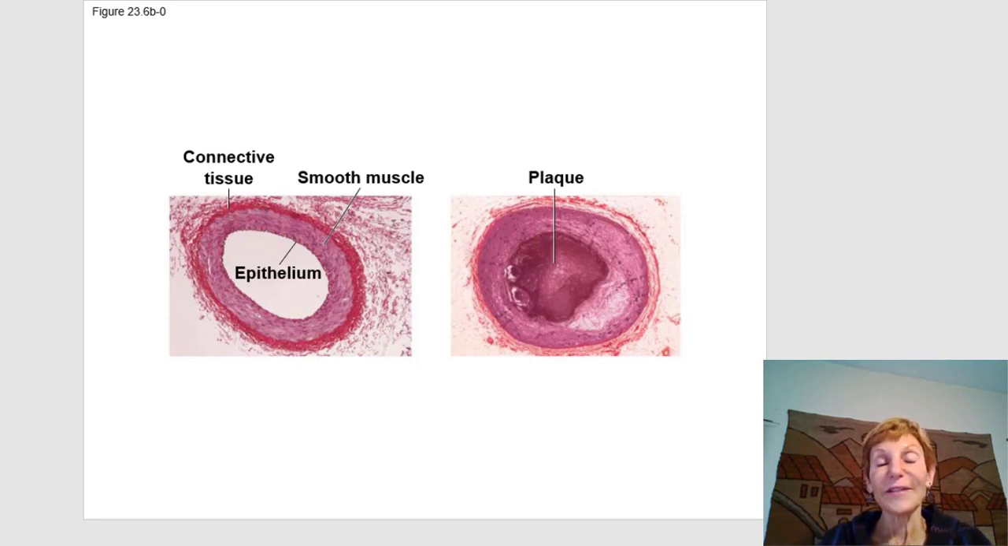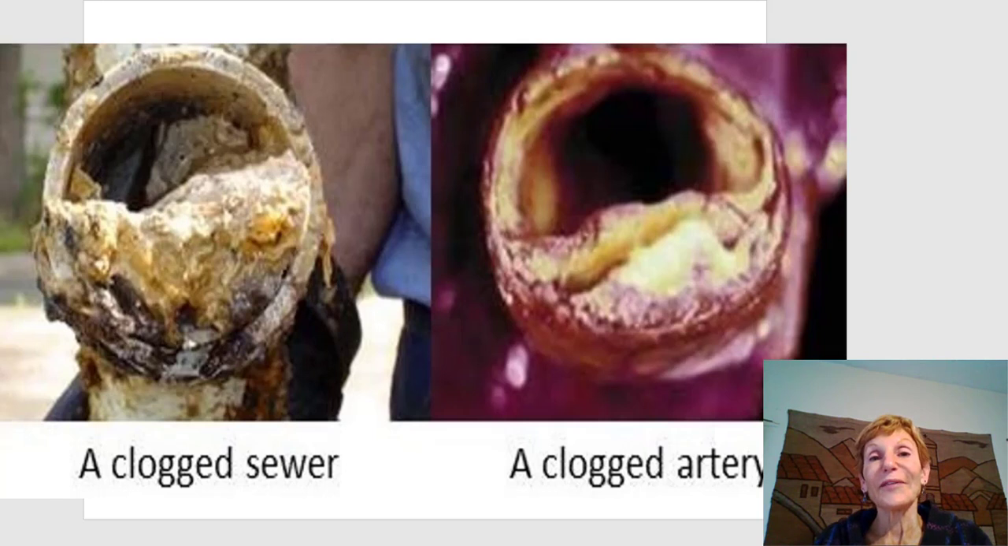And here is a picture, and this is kind of gross, comparing a clogged sewer to a clogged artery. They look very similar, and in fact, they have a lot in common. These fatty deposits here are very similar to the junk you find in a clogged sewer that will back it up.